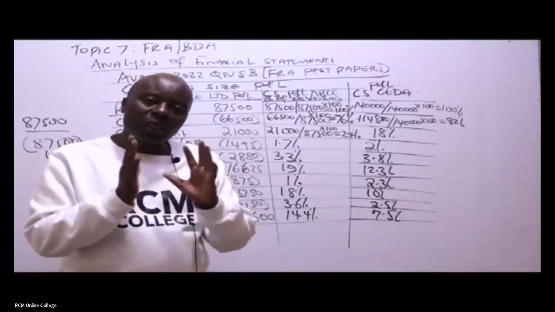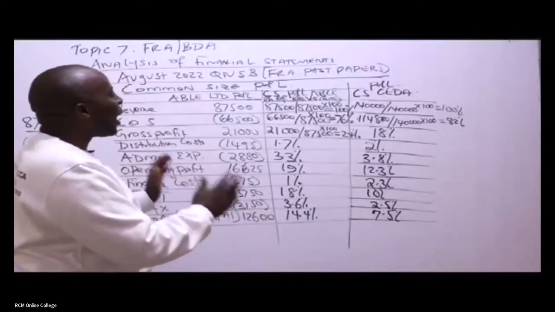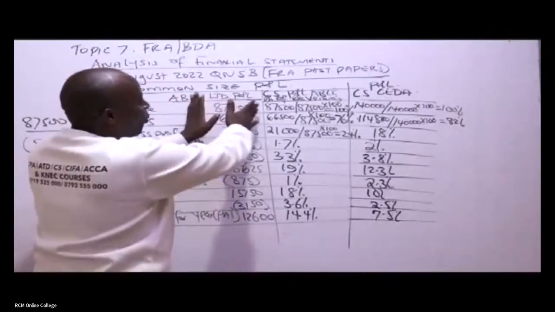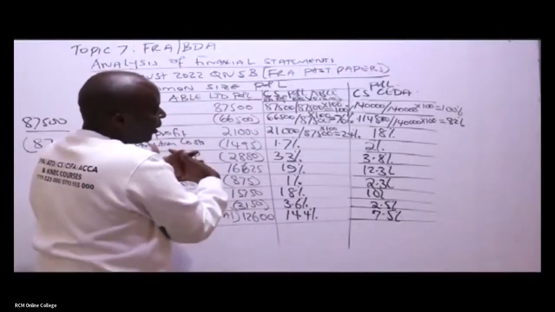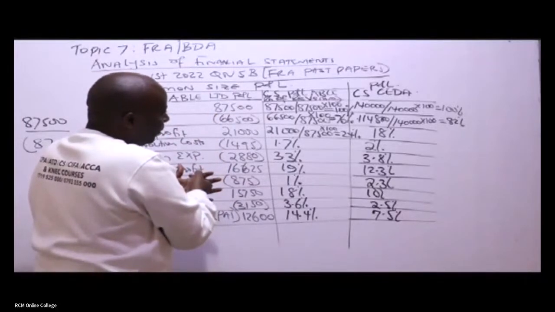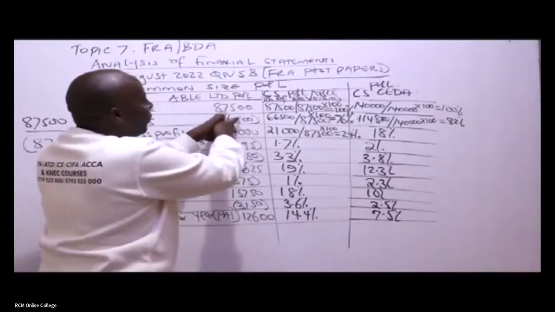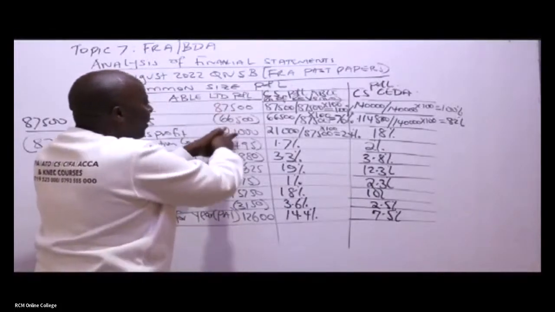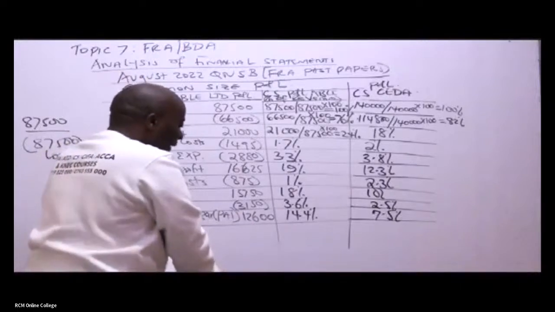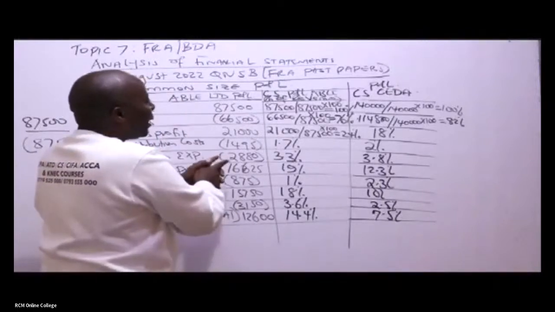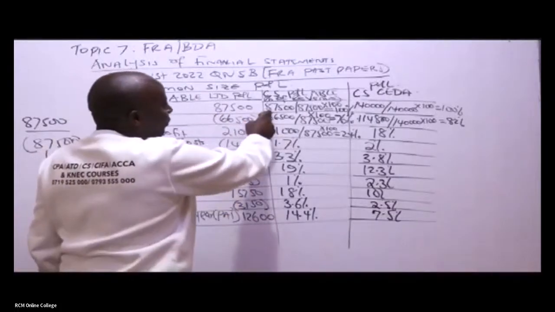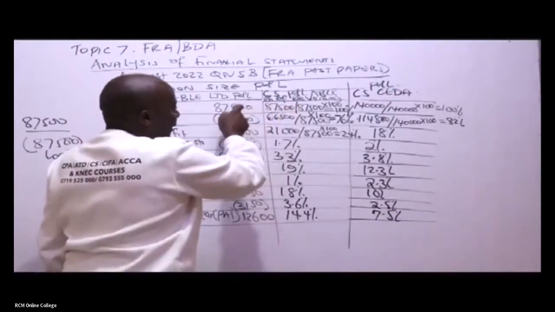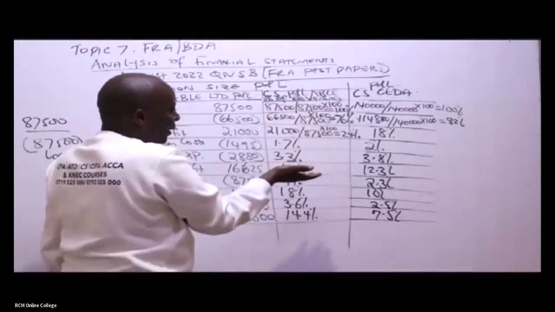So basically what you shall do, ladies and gentlemen, is to come to your revenue, for example, for the first company called ABO. ABO's revenue is 87,500. All the numbers that are given in the P&L will be divided by the revenue figure. So that's what we did. We started with 87,500 divided by the same figure, which gave us 100%.